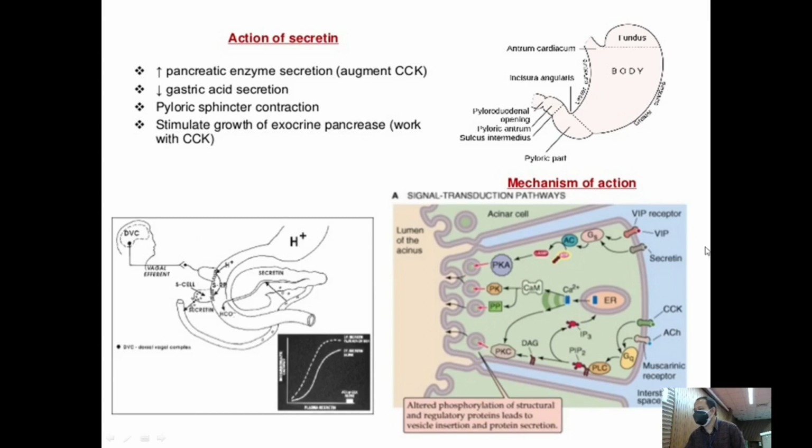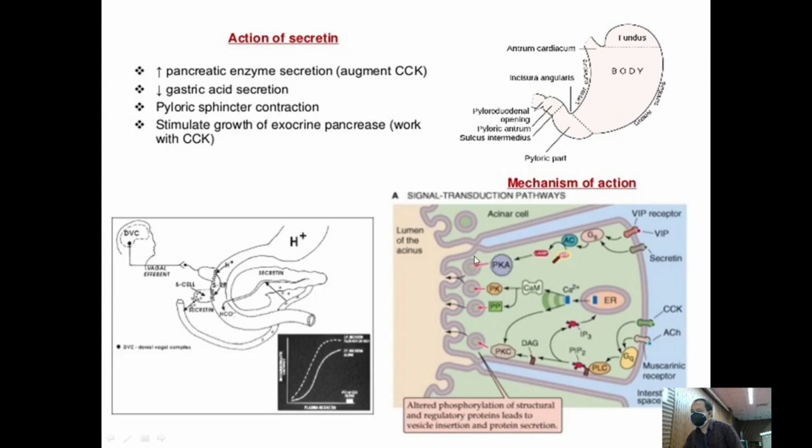But in case of secretin, it binds to these cells. In this case the cells would be ductular cells and the centroacinar cells in the pancreas, and again G proteins are stimulated, and then of course that results in the stimulation of adenyl cyclase, and finally the activation of protein kinase A.